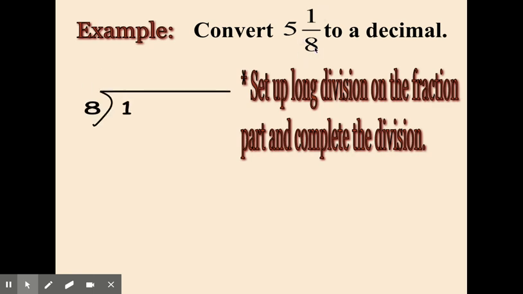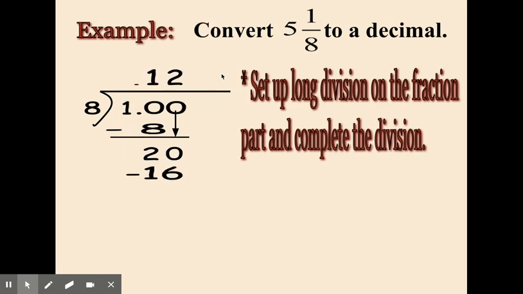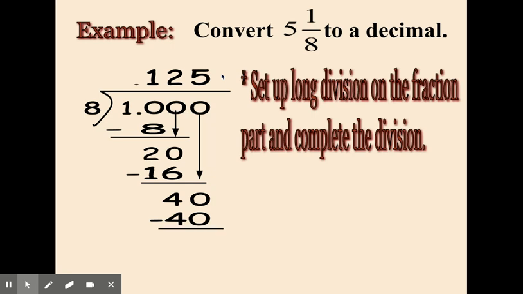Same setup as before. I do the numerator on the inside, denominator on the outside, place a decimal and a 0 when I need them. Okay, line up a decimal at the top, divide. 8 can't go into 1, but it can go into 10 here. Goes in 1 time, multiply, subtract, bring down. 8 can go into 20 2 times, subtract, bring down. 8 can go into 40 5 times, subtract, and we get 0.125. Now that's just the eighth.